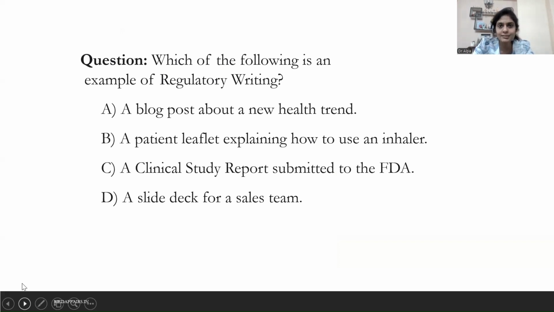Which of the following is an example of regulatory writing? A blog post? Certainly not. A blog post is written for a very wide audience. A patient leaflet? Again, no, because it is a sort of patient education document. A clinical study report? Yes, it is a regulatory writing piece which is meant for government authorities like FDA, EMA, and the documents which are required for new drug research.